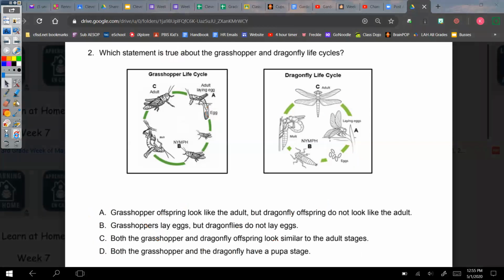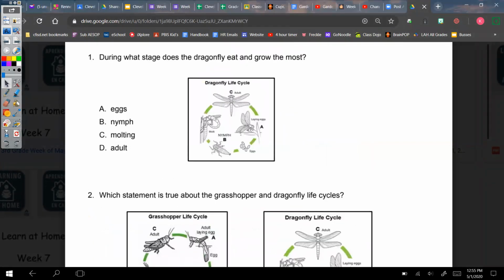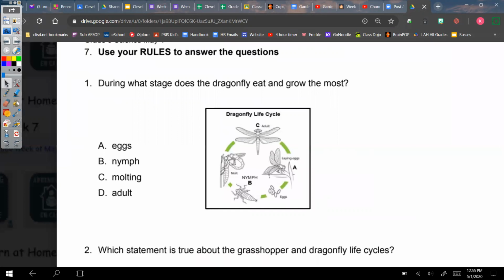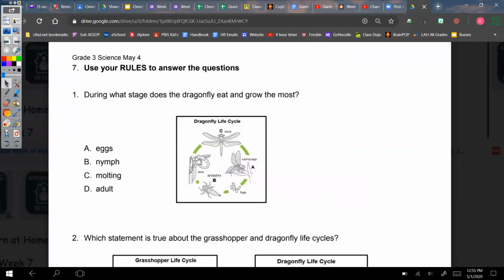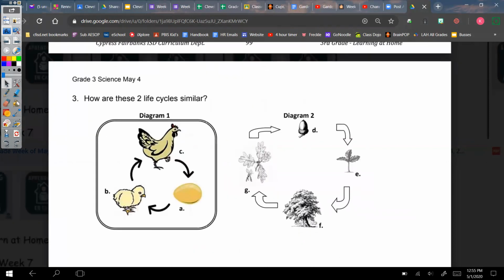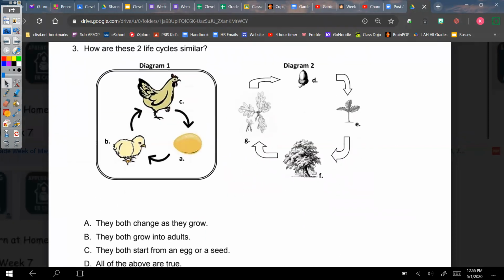All right, guys, I hope that makes sense. What I'm going to be grading you on this week is going to be question 1, and I'm going to ask you to explain your thinking. Okay, so make sure that you can verify your answer. Tell me why you chose your answer for this question. Okay, question 3, I'm also going to be grading.